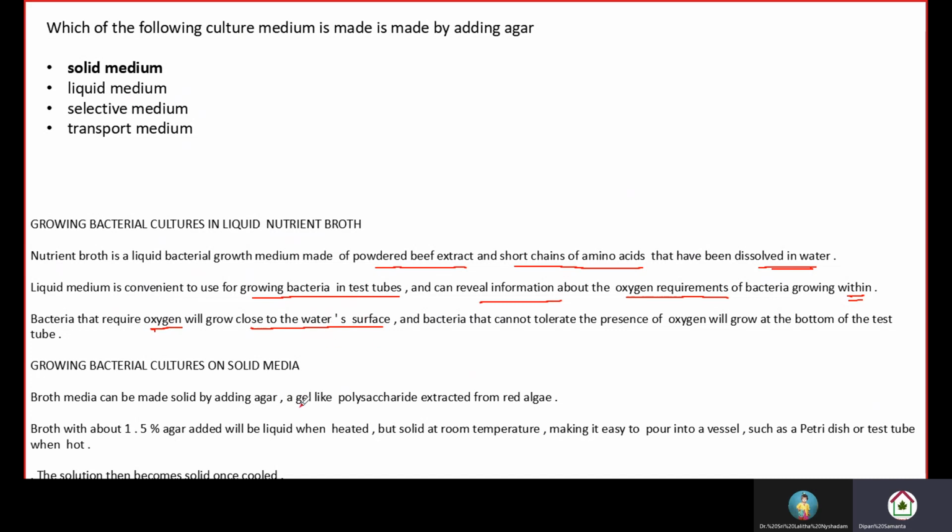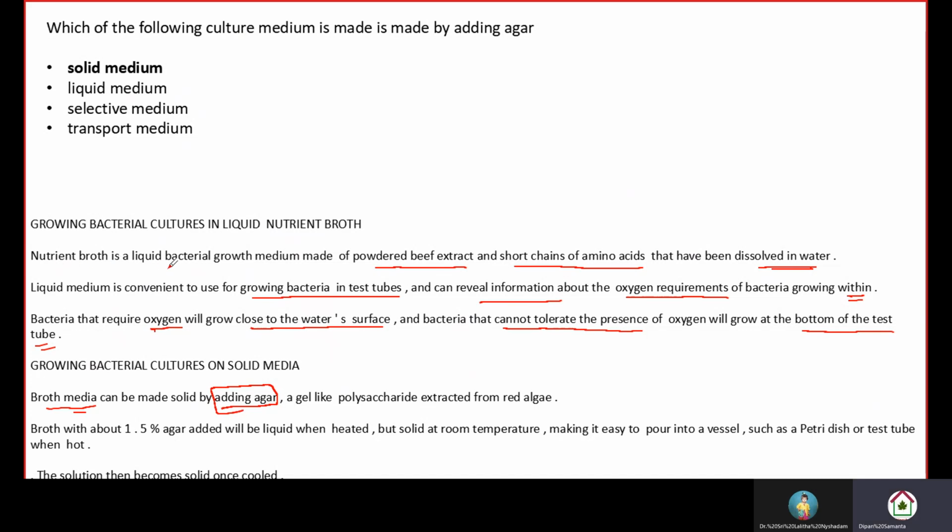Because as we go towards the water surface, they can get oxygen more easily. And bacteria that cannot tolerate the presence of oxygen will grow at the bottom of the test tube. Now, on solid media, what happened? Broth media can be made solid by adding agar, which was our question.